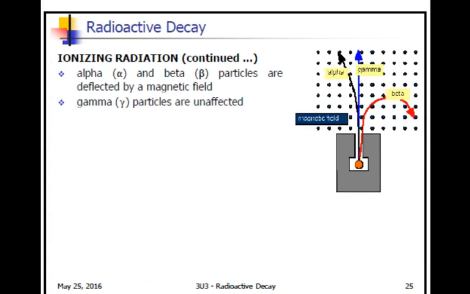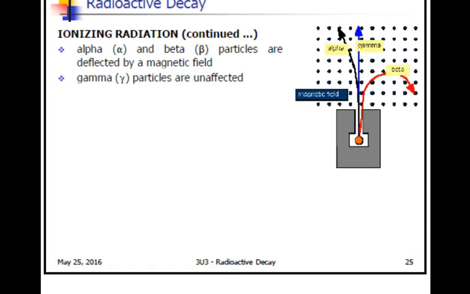This might not seem to be as relevant to you, but it will be important when you get to your grade 12 course. Alpha and beta particles are deflected by a magnetic field. That means that they are electrically charged. Gamma particles pass through an electric or a magnetic field because they are uncharged. So please copy that down as well.